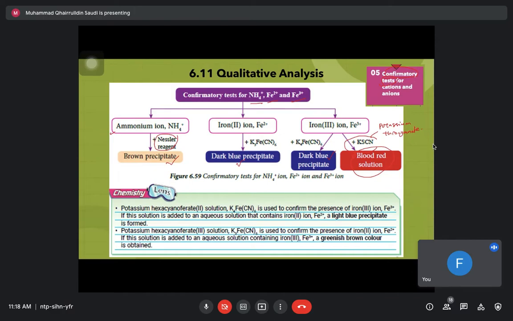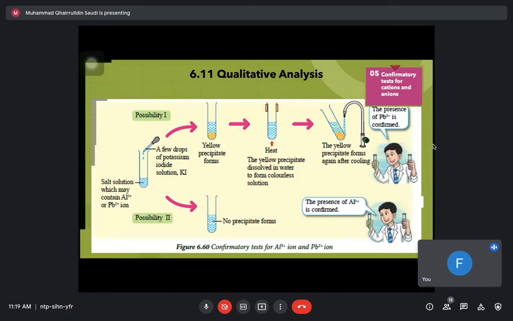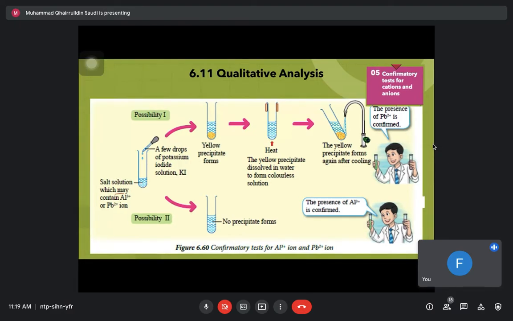Okay, this is continuation daripada kita punya kelas hari tu. Remember, ada satu salt yang kita tengok, kita test guna sodium hydroxide dengan ammonia. Kemudian kita dapat to conclusion that this salt might contain aluminium ion or lead ion. Sebab dia punya sama kan. So we have to do further test to identify apa dalam tu. Ada aluminium ion ke ada lead ion. So we do a test to confirm ada tak lead ion.